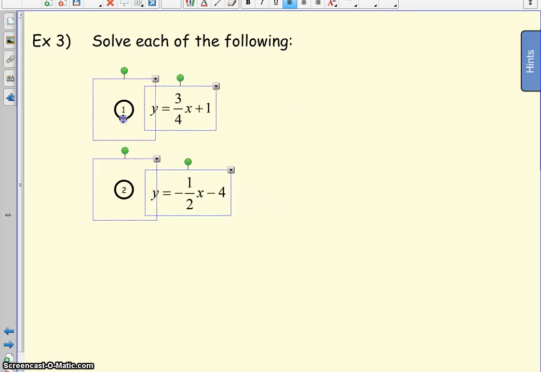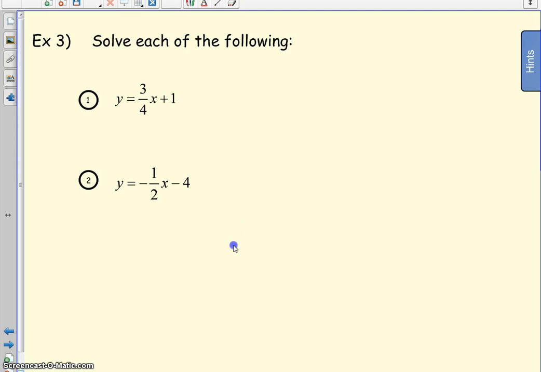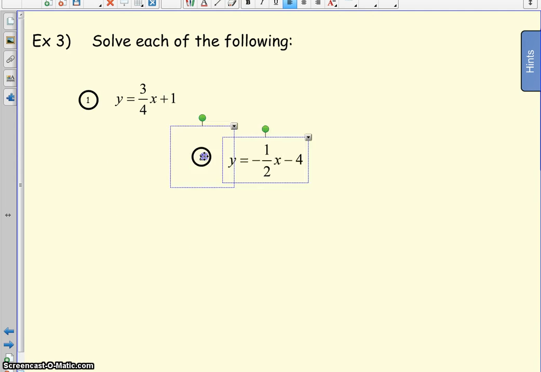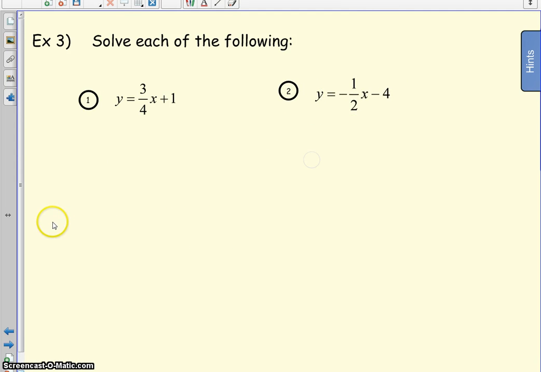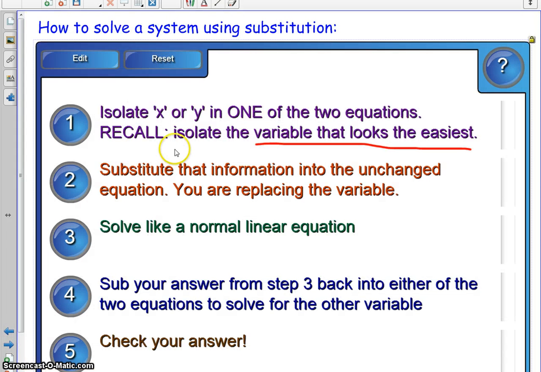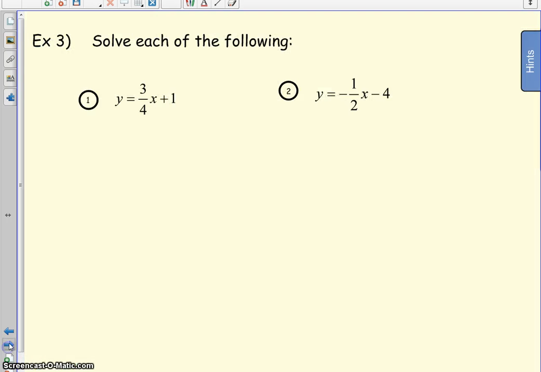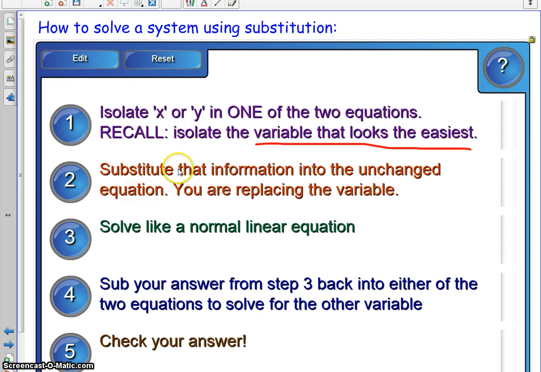So we'll go through this whole one together because this is the first one we've really done completely on our own. Going through our steps, the first thing we want to do is isolate x or y in one of the two equations. It appears that not only in one equation, but in both equations, that step's already done for us. We already have a variable isolated, in this case y, in both of them. We only need it in one, but it is the case in both. So that step's already done. Now we can say, okay, substitute the information from the isolated variable into the unchanged equation. You are replacing the variable.